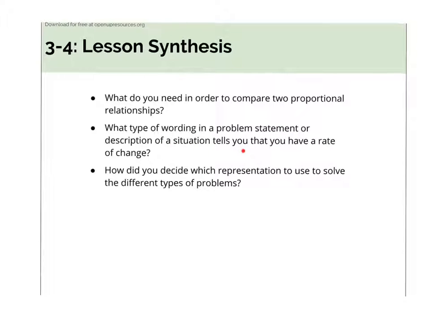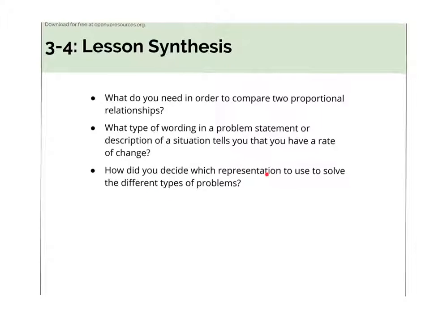What type of wording in a problem, statement, or description of a situation tells you that you have a rate of change? Well, there's a few different ways to do this. One is when you hear that word per, like dollars per hour, feet per second, whenever it's comparing directly two variables, two different things, that's a big clue. Of course, whenever we have our table or equation, those are very useful as well.